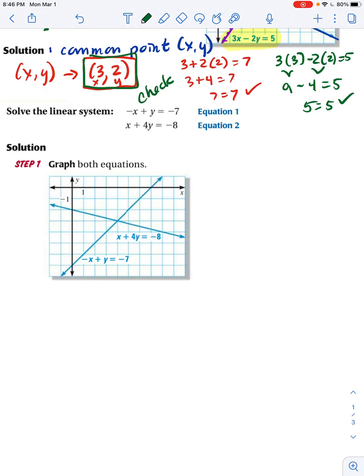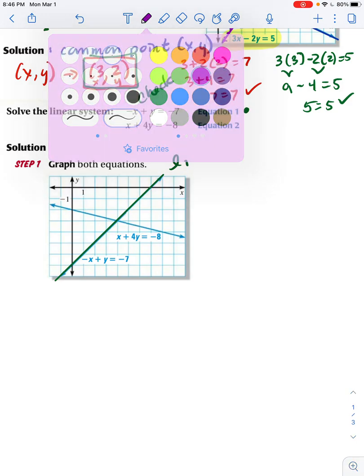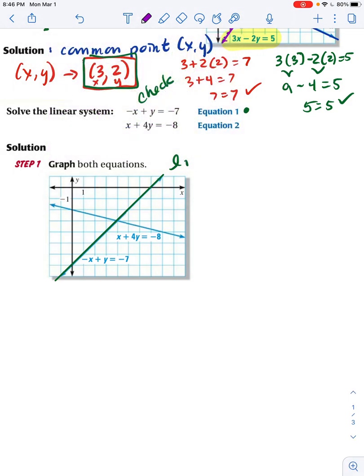So in this next one, we have equation number 1: negative x plus y equals negative 7, and they've got it labeled down here. So this is going to be the line that goes with equation 1. And then the second one is x plus 4y equals negative 8. And thank goodness they're graphing these for us, because that would be a lot of work for us to do as well. But this is going to be the line for the second equation. So I'm going to call it line 2.